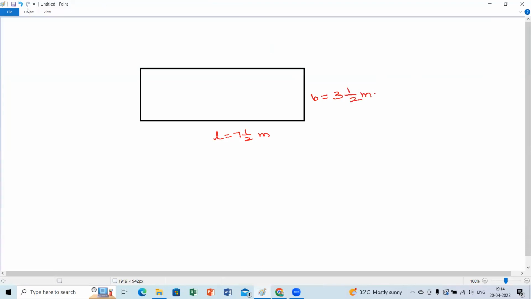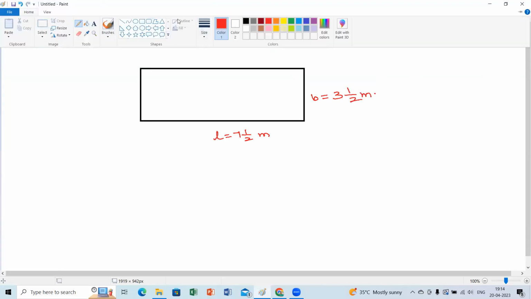How to calculate area, children? These are the fraction types, right? How to calculate area?